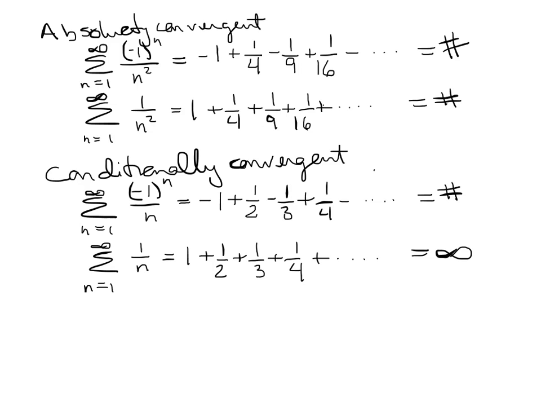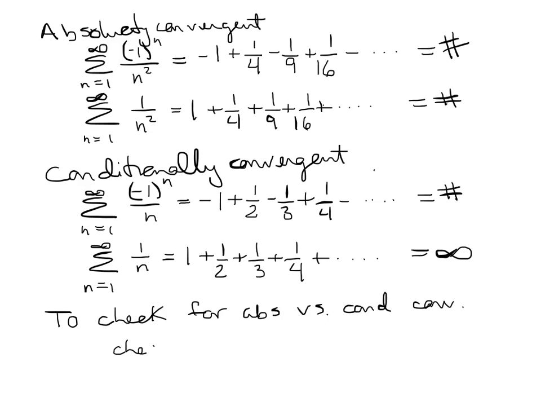All right, so to check for absolute versus conditionally convergent, you need to check both the sum of a sub n and the sum of the absolute value of a sub n, and see whether it matters, whether the pluses and the minuses actually matter. Okay, let's do one more example of this.